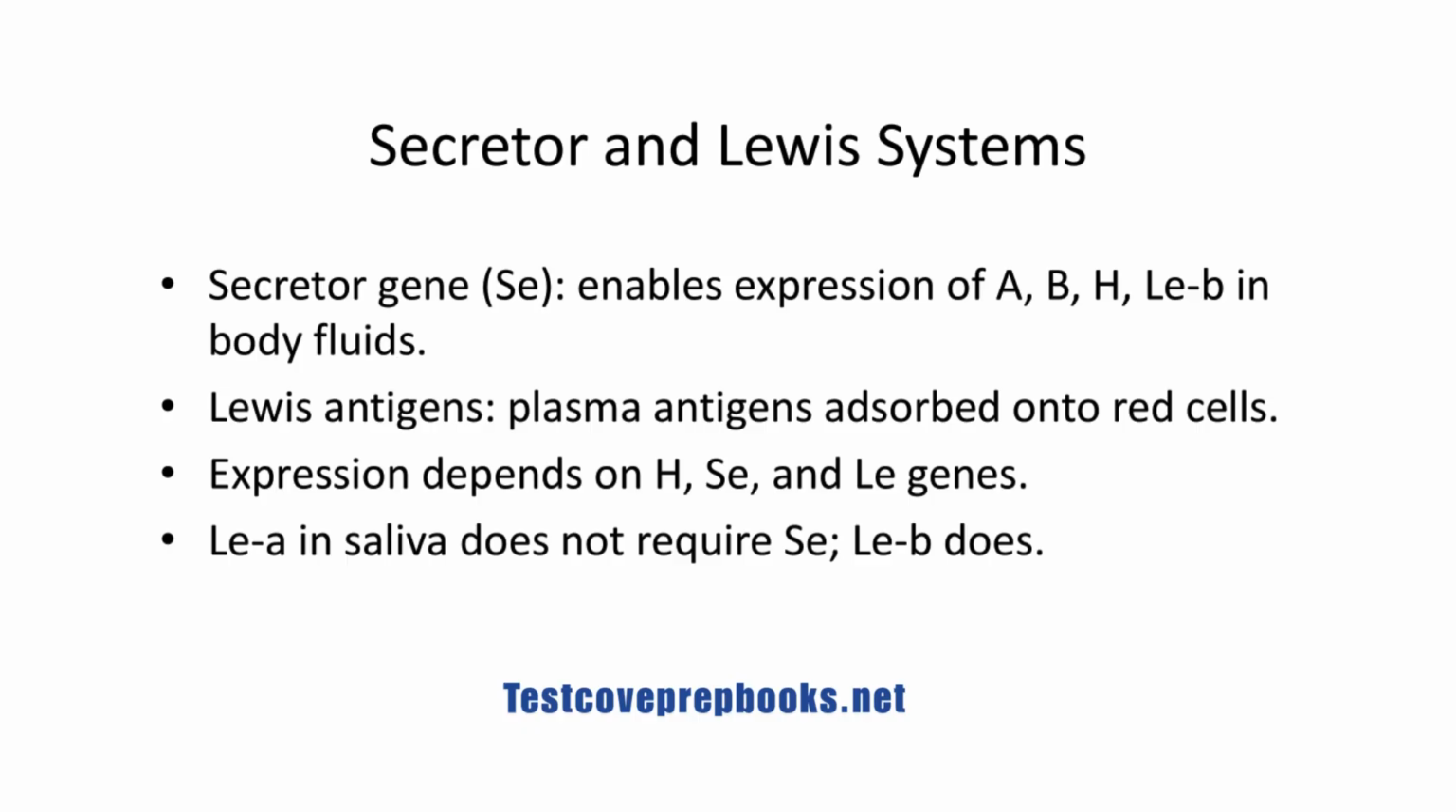An individual who possesses H, SE, and LE genes will express H and Lewis B on their red cells and will have H, Lewis B, and reduced levels of Lewis A in their body fluids.